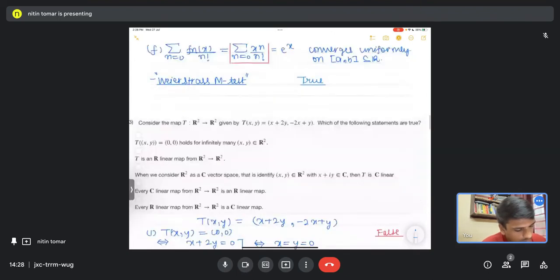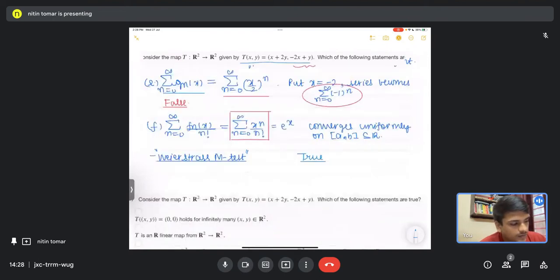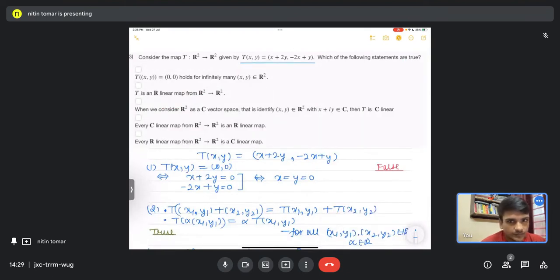Now the third question is from linear algebra. We are given a transformation T: (x, y) goes to (x + 2y, -2x + y). The first question is whether the collection of all those (x, y) for which T maps them to (0, 0) is infinite, which means the kernel of T has infinitely many elements.